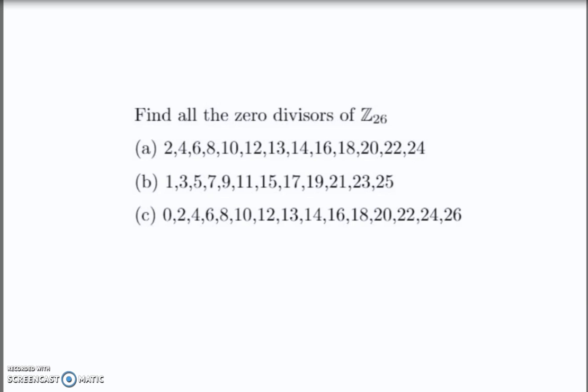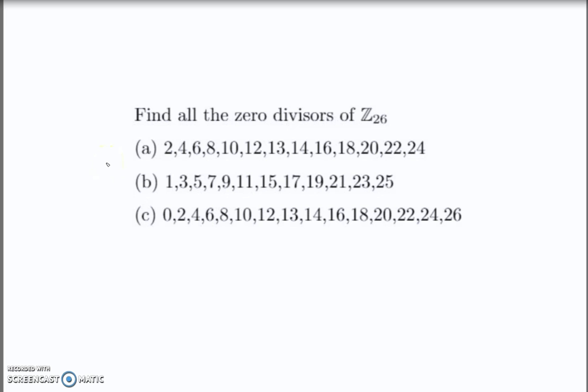Okay, so when we're working in Z mod 26, again, you want to look at numbers that share a common factor with 26. So if you chose A, that is absolutely the correct answer. All those numbers do share a common factor. If we look at B, that's not going to be the answer because those are actually the units, which we're going to get into in just a sec.